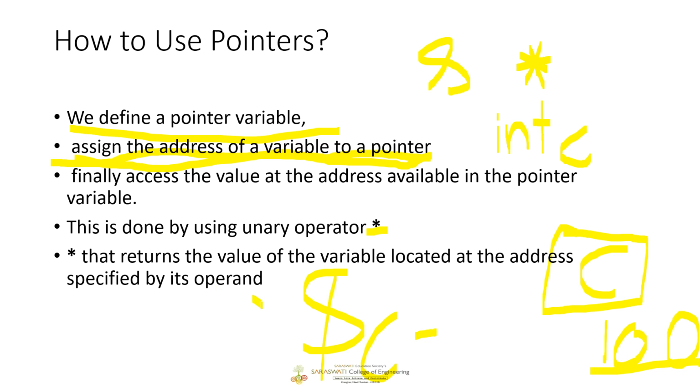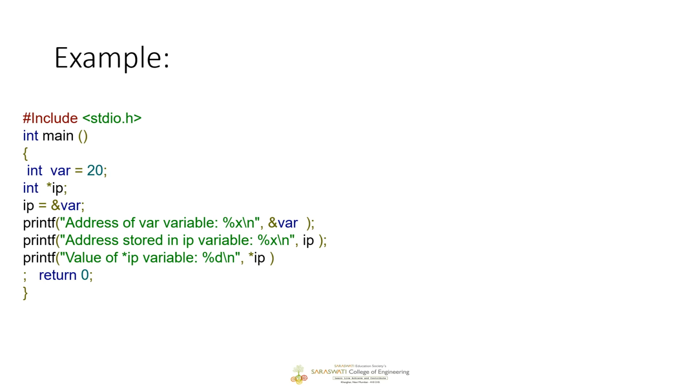But if I write star ampersand c, this entire expression means value at address of c. Remember, star means value of operator, ampersand means address of operator. So star will give you value at the address. So this particular expression will give me value at address of c. And what is the value at address of c? C. Okay, so let's continue.